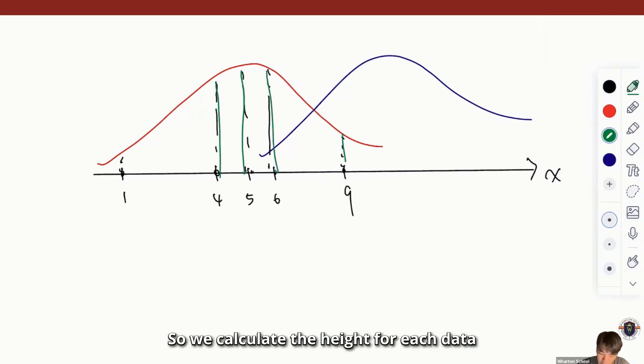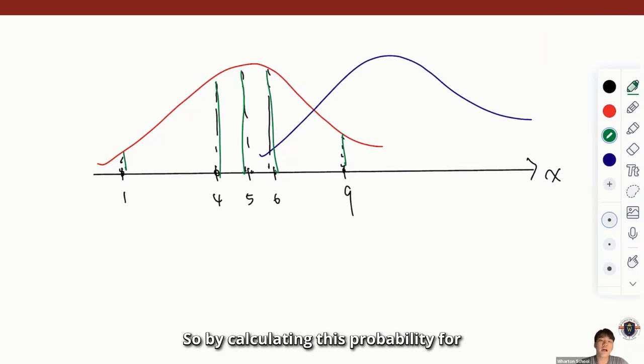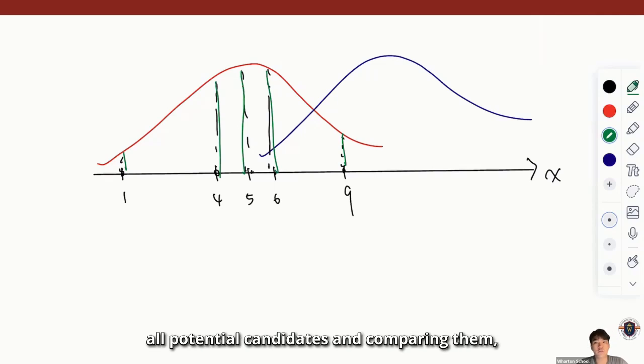We calculate the height for each data sample and multiply these values, the green ones, instead of adding them, because each data point is assumed to be independently drawn. By calculating this probability for all potential candidates and comparing them, we can identify the probability distribution that best explains the observed data. Mathematically, we can express the likelihood for the entire sample set as follows.